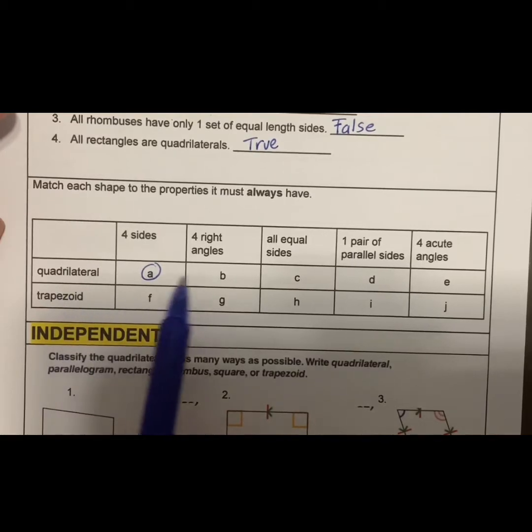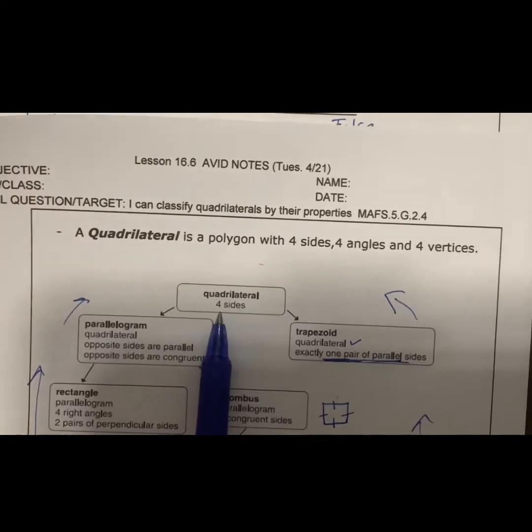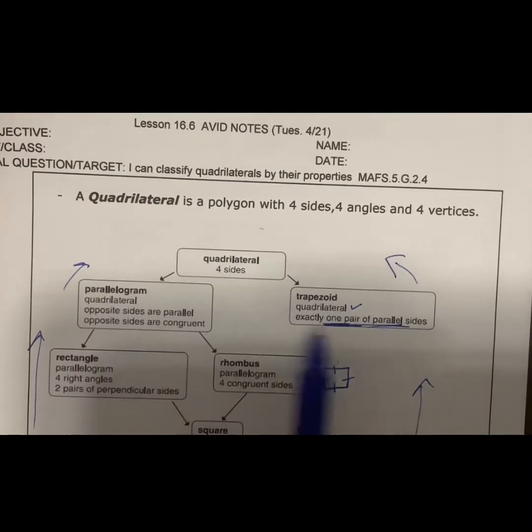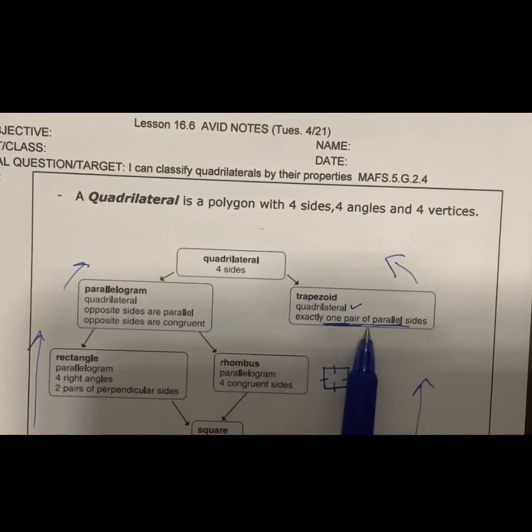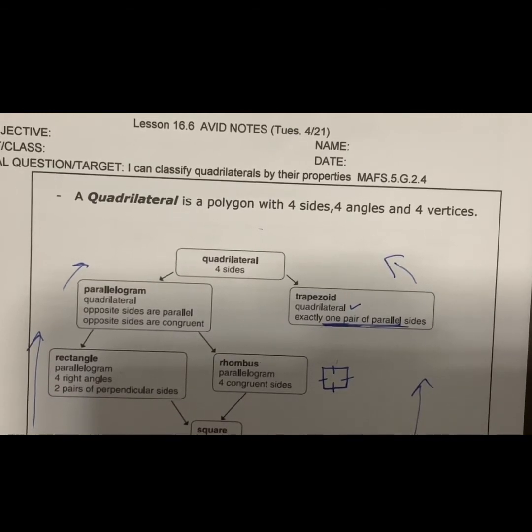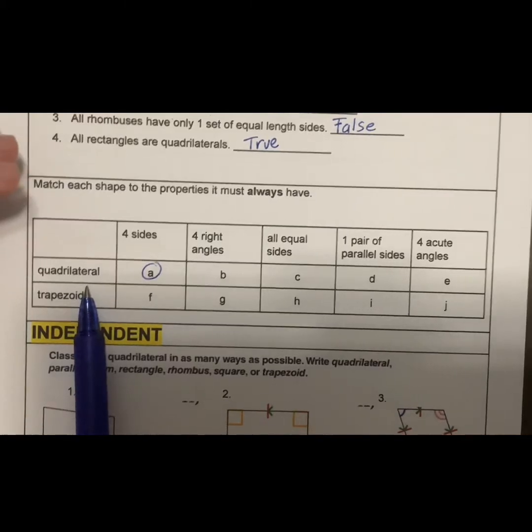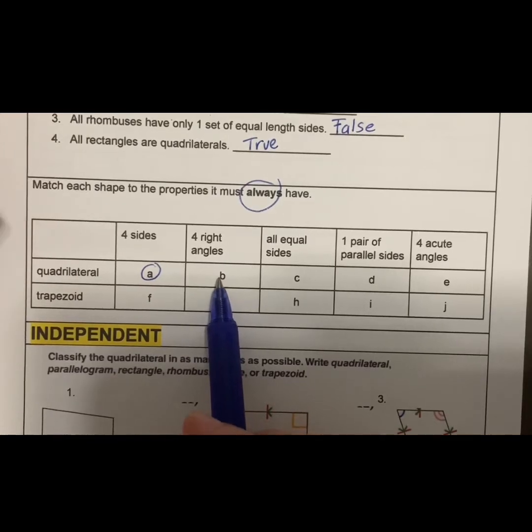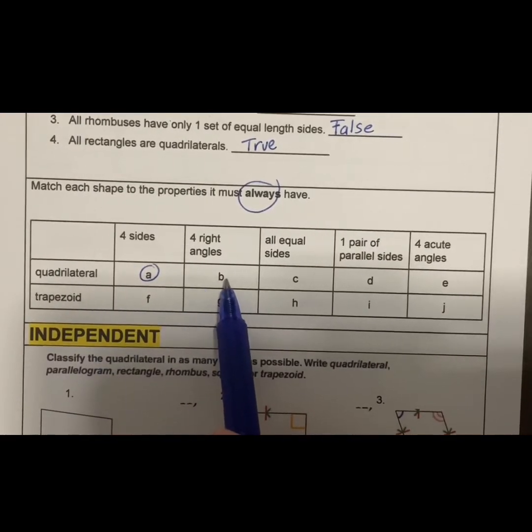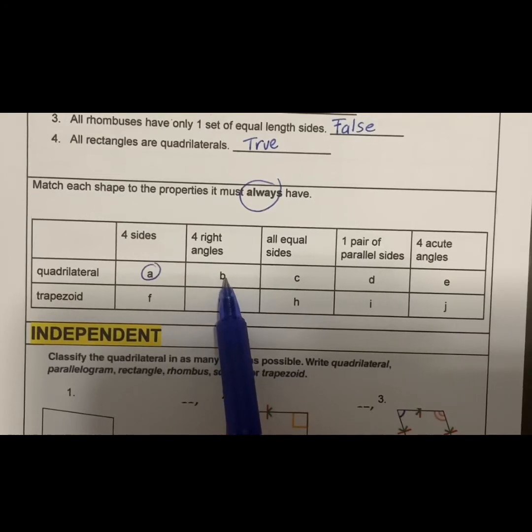Does a quadrilateral always have 4 right angles? Well, let's see. A quadrilateral could sometimes have 4 right angles, because remember, a quadrilateral could also be a trapezoid, but trapezoids do not need to have 4 right angles. A parallelogram does not need to have 4 right angles. A rhombus does not need to have 4 right angles. Only a rectangle and a square do. So, do quadrilaterals always, because remember it said always, have 4 right angles? No. A quadrilateral sometimes has 4 right angles, so this would not be correct. They're asking for always. This is only sometimes.